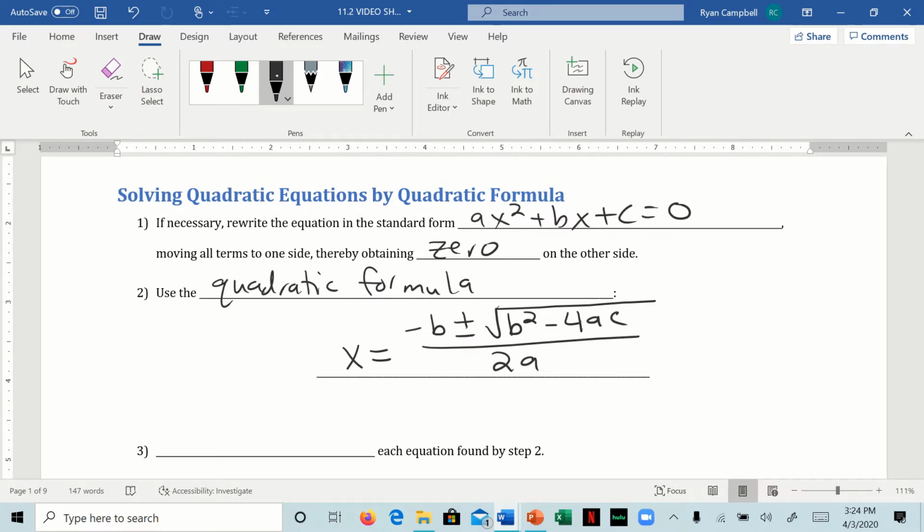So x equals negative b plus or minus the square root of b squared minus 4ac all over 2a.